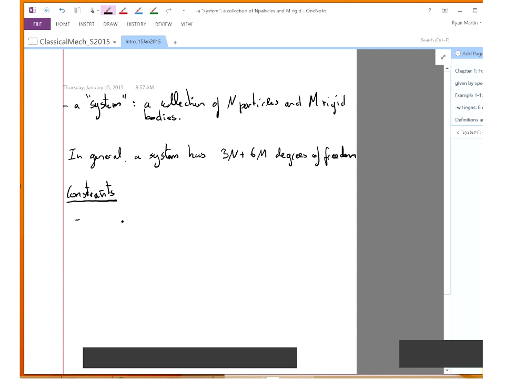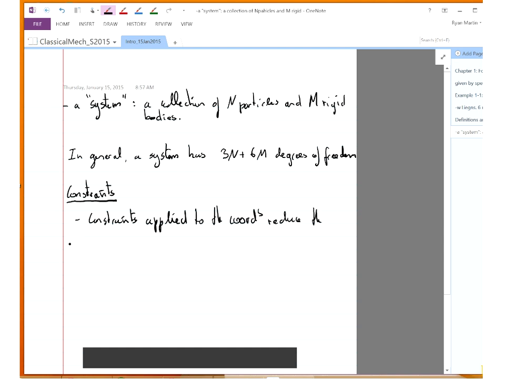Constraints applied to the coordinates reduce the number of degrees of freedom. We call that DOF. I'm going to write it out.